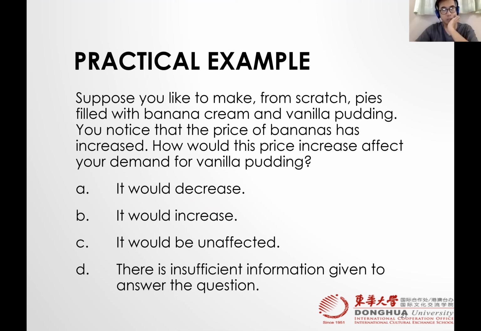Let me read that. Suppose you like to make from scratch pies filled with banana cream and vanilla pudding. You notice that the price of banana has increased. How would this price increase affect your demand for vanilla pudding? So remember, vanilla pudding, in vanilla pudding you will be using, okay, yeah, vanilla pudding, it's okay. Question is fine.